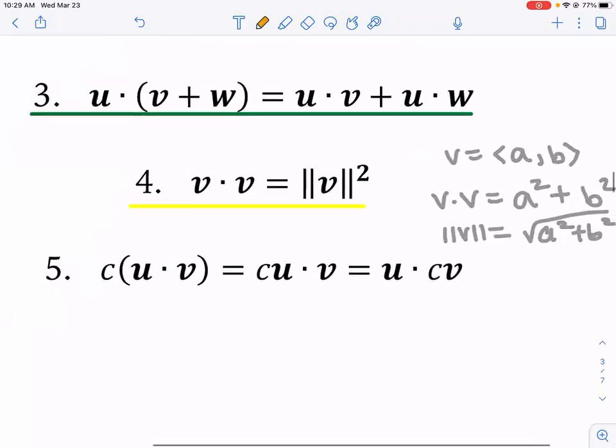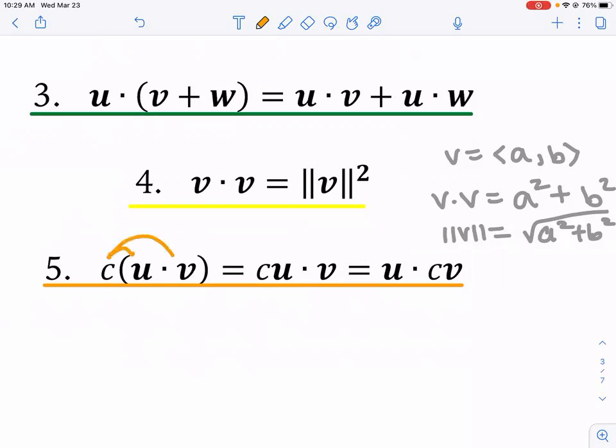Okay, and then our last property. C is like a constant, like a scalar. If we're multiplying a dot product by a scalar, there's still multiplication. We don't distribute into multiplication. We multiply and then we multiply. So you can either do the dot product first, or you can put the scalar with one of your vectors and then do the dot product. But we don't distribute when there's multiplication. We distribute into addition and subtraction.